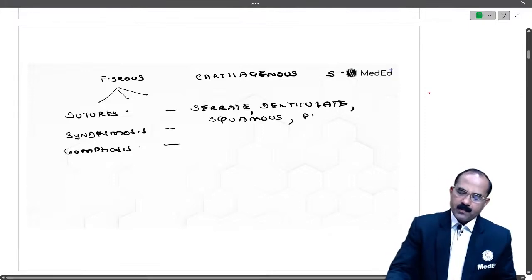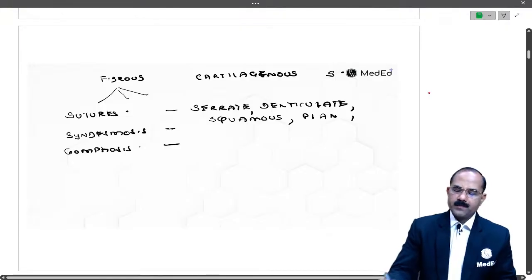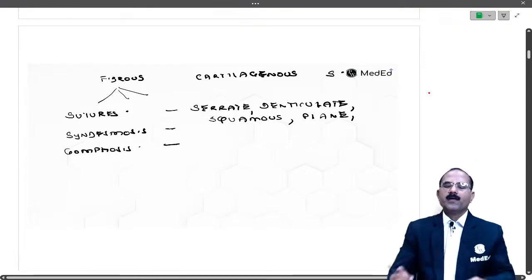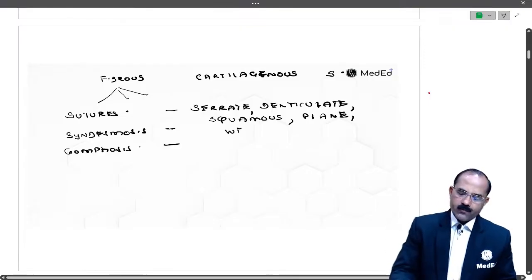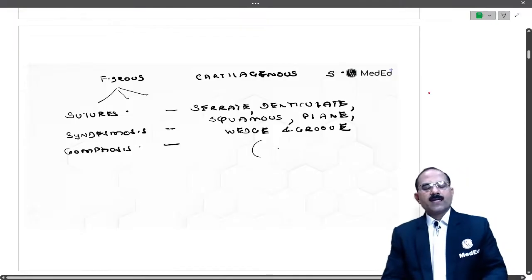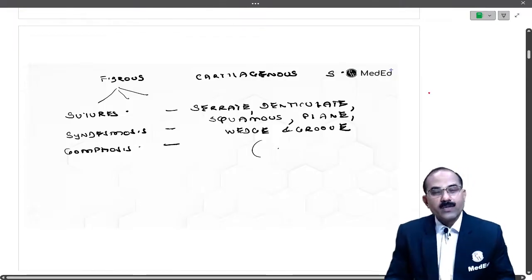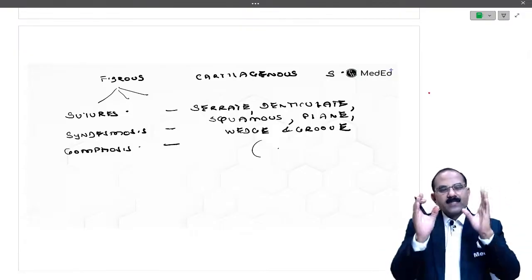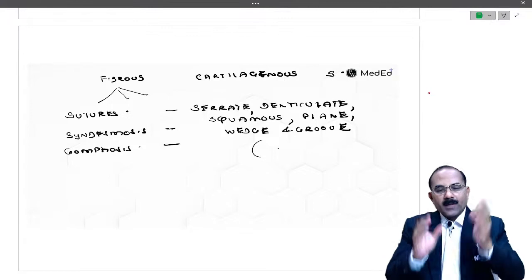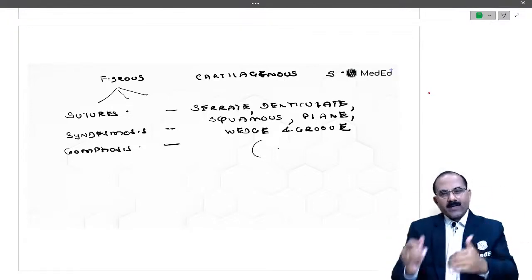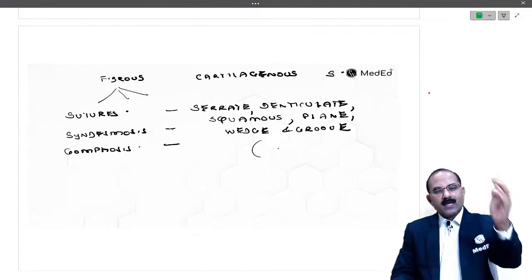The next one is the plain type of suture, for example the palatine process of maxilla. The last one is the wedge and groove type of suture. Can anyone tell me the other name for it? Schindylesis. Schindylesis is a wedge and groove type of suture. It belongs to fibrous joints, and you get plenty of MCQs on examples of this joint. So sutures are examples of fibrous joints.